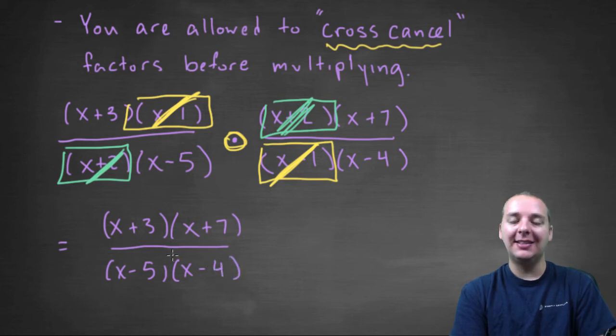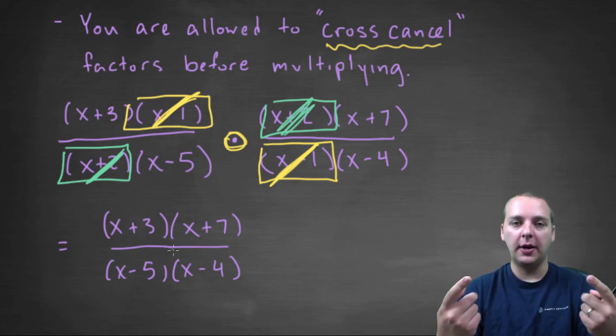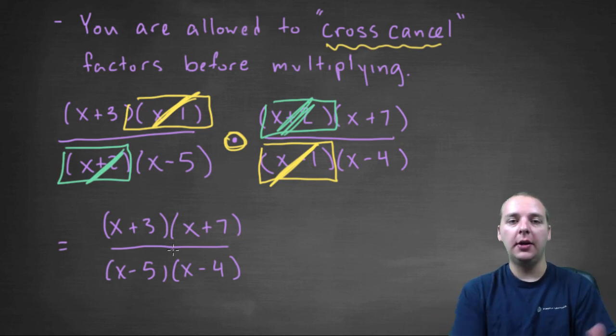All right, that's simplified. There are no common factors in the numerator and denominator to be canceled. It's a single fraction because I've multiplied the numerator and denominator together, and so we're finished with this exercise.